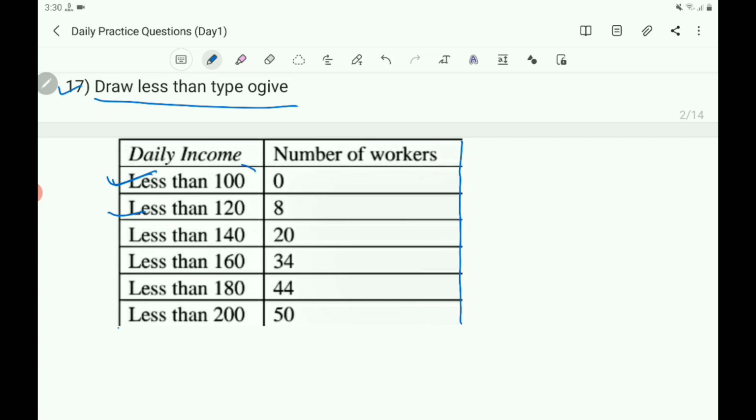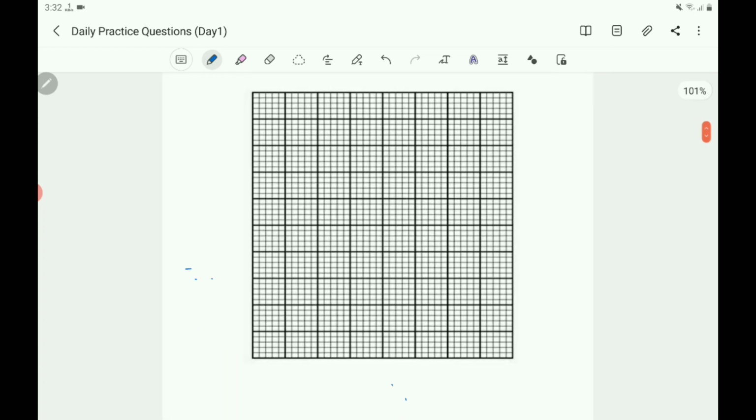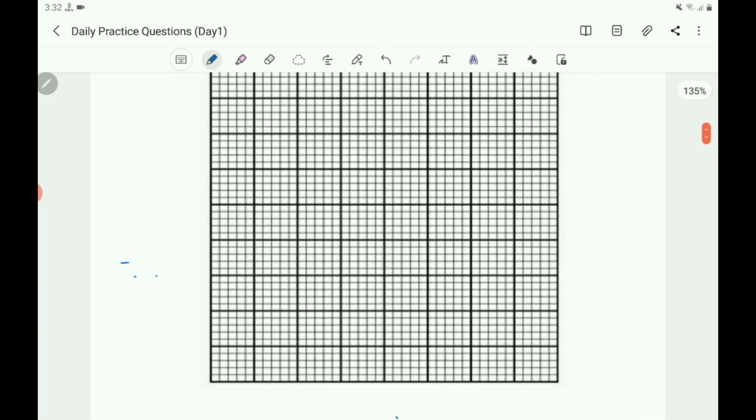Now we have to draw the graph, this against this. Now let us draw the less than type ogive graph. Let us take the daily income 100, 120, 140, 160, 180, 200 on the x-axis and 0, 8, 20, 34, 44, 50 on the y-axis. Now let us mark the origin here.